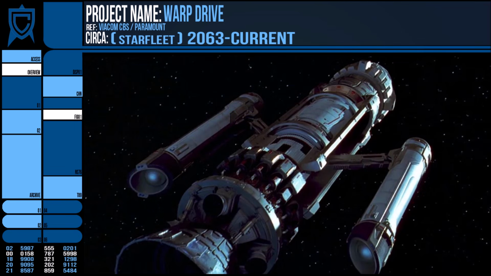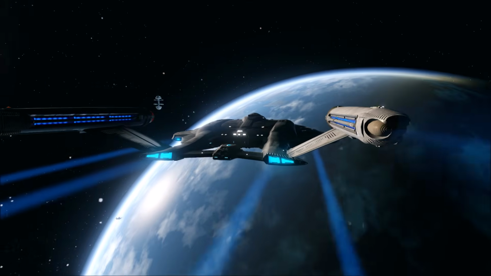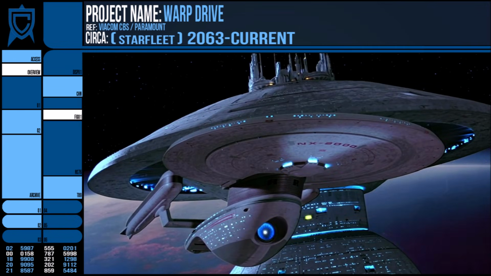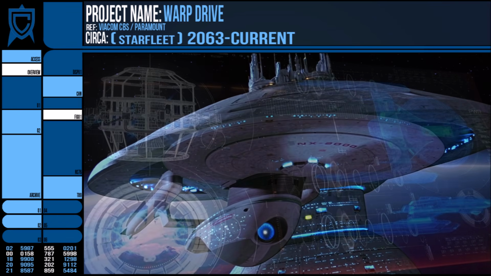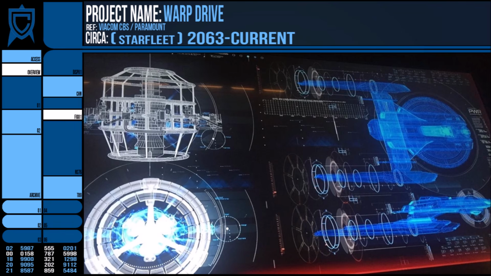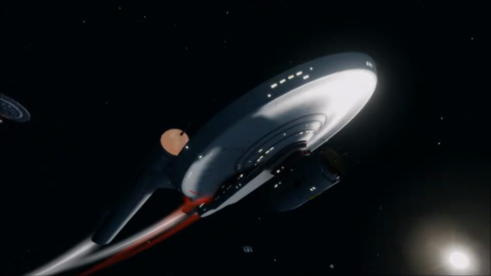From the invention of warp drive in 2063 up to an unspecified date around the turn of the 24th century, Starfleet was operating on a warp scale without an identifiable limit. Basically, if a new speed was achieved, it was designated a new factor of warp.